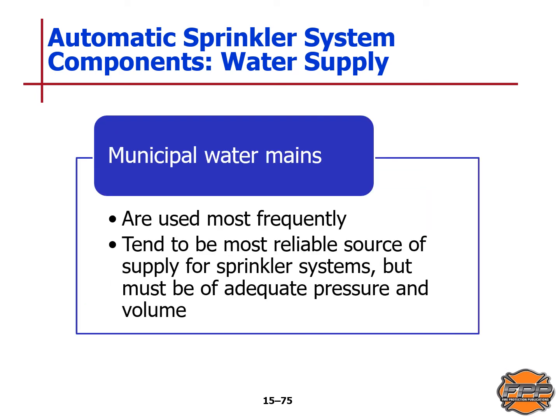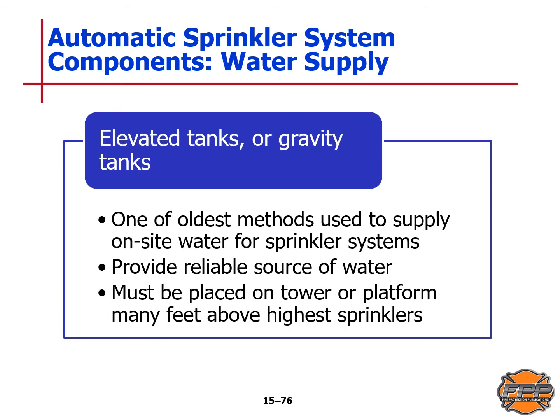With municipal water mains, these are used most frequently. They tend to be the most reliable source of supply for sprinkler systems, but they must be of adequate pressure and volume. With elevated tanks or gravity tanks, these are one of the oldest methods used to supply on-site water for sprinkler systems. They provide a reliable source of water, and they must be placed on a tower or a platform many feet above the highest sprinklers.